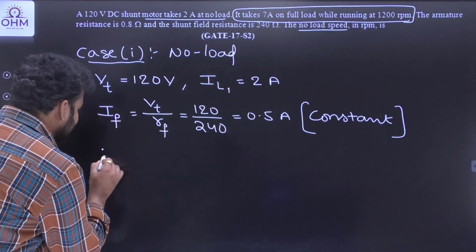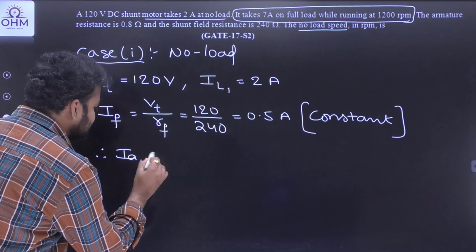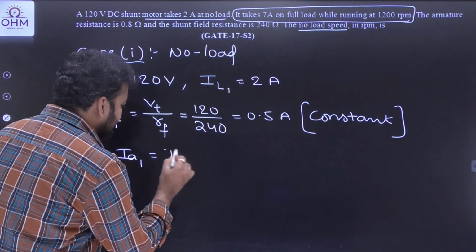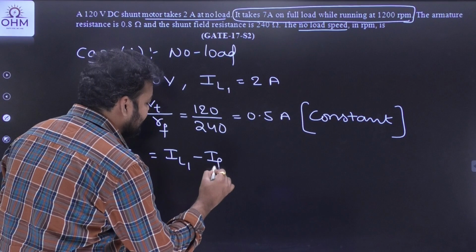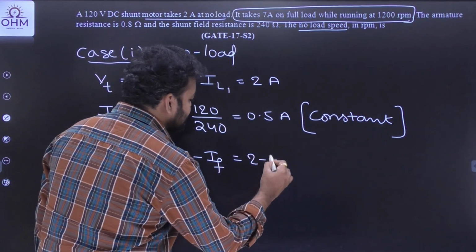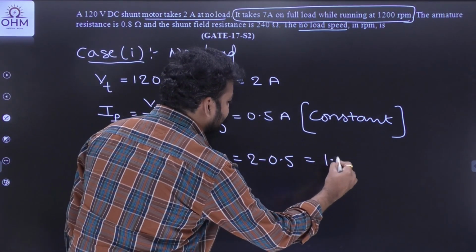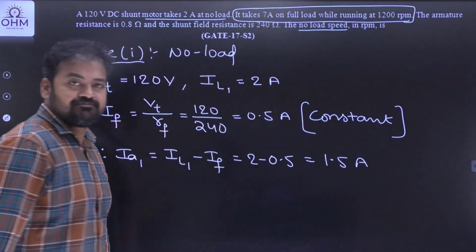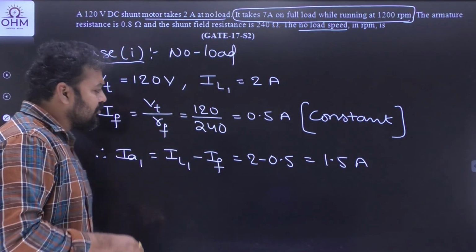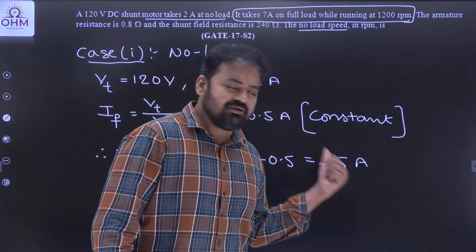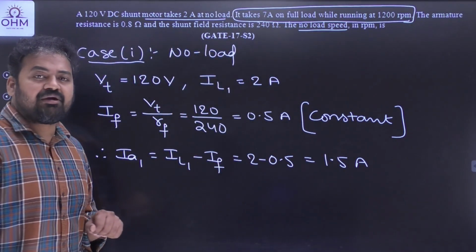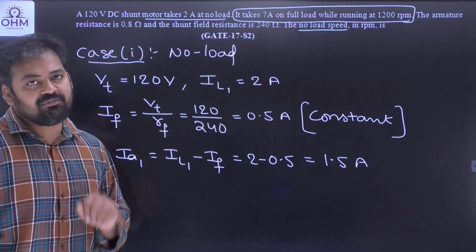Then what about armature current? Armature current is equal to line current 2 ampere minus field current. So 2 minus 0.5, so armature current becomes 1.5 ampere. See, 1.5 ampere is a very small armature current. Now using this 1.5 ampere armature current, calculate the back EMF of the motor.